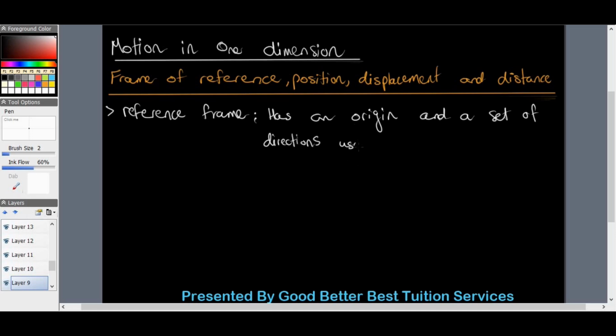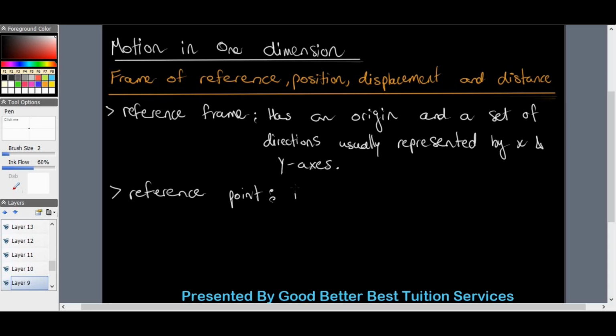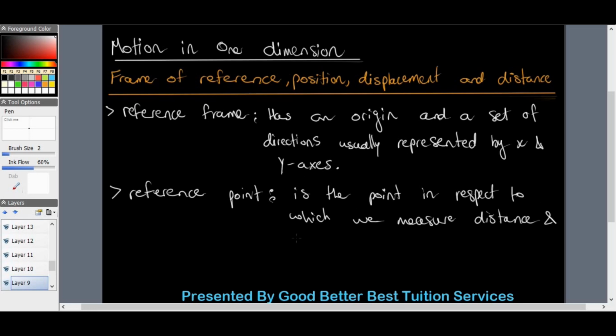It's usually represented by x and y axes. Most of the time you get a question that will often say something such as the reference point. Basically, a reference point is the point in respect to which we measure distance and position, which is also displacement, of an object. Let's read that again. A reference point is the point in respect to which we measure distance and position of an object. So that's a reference point. I will have a look at that in a question a little bit later.